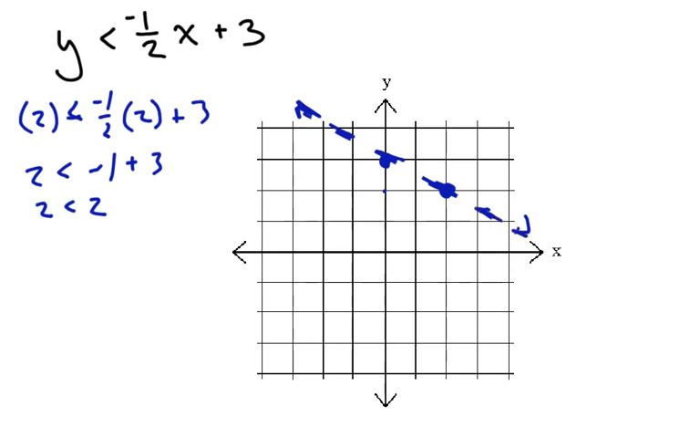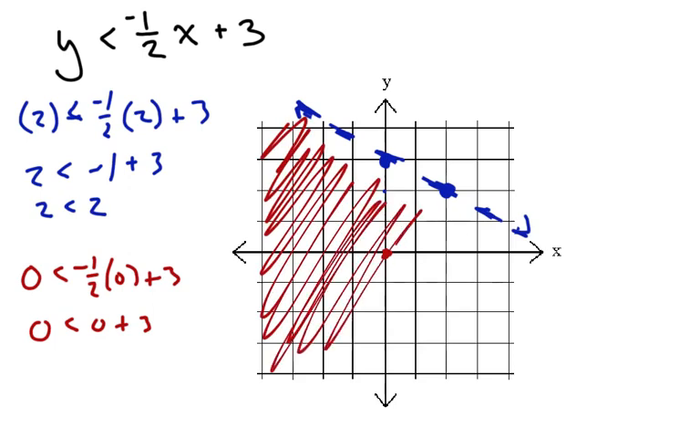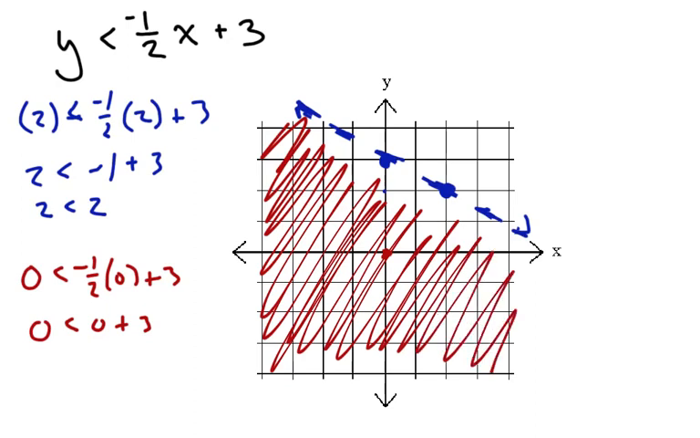Now we test a point. I'll test the easiest point there is and see if it works. Is 0 less than negative 1/2 times 0 plus 3? Is 0 less than 0 plus 3? Yes, it is. That means that all of our solutions are going to be everything that's on this half of the line.